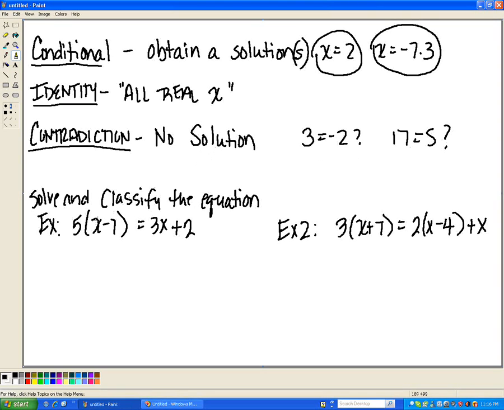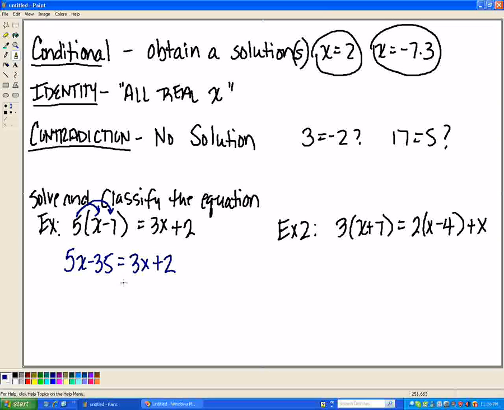So here I have two examples, and your instructions will be to solve and classify the equation. So let's look at the two examples here. If I gave you this first example, you would set out solving it like you normally do, and you would distribute this 5. You'd have 5x minus 35 equal 3x plus 2, okay?